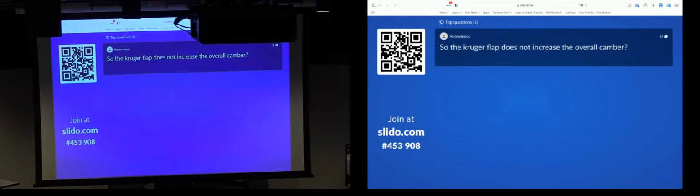So the Kruger flap does not increase. No, the Kruger flap increases the overall camber, but doesn't increase the angle of attack at which it stalls. It actually decreases the angle of attack at which that portion of the wing will stall. That's why we use them on the inboard. Okay? Any other questions?